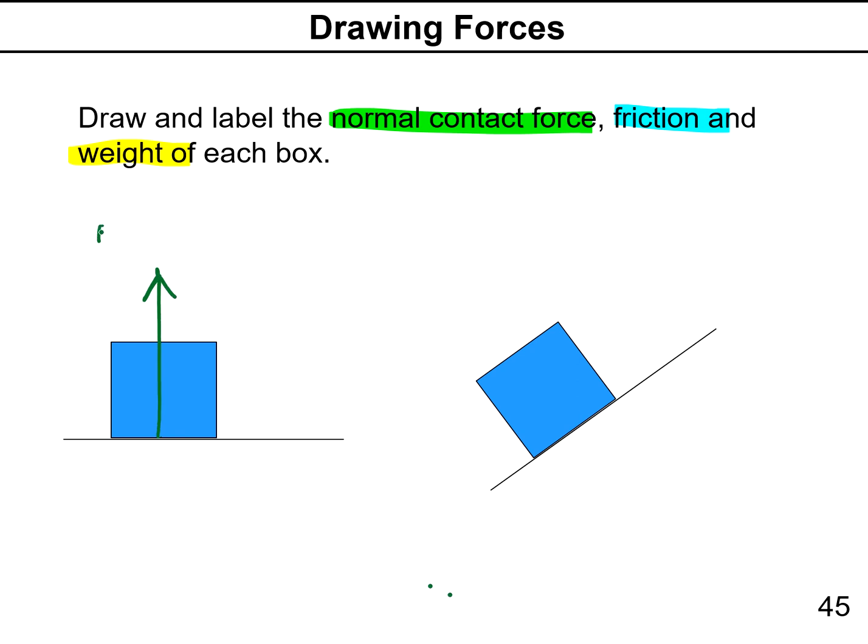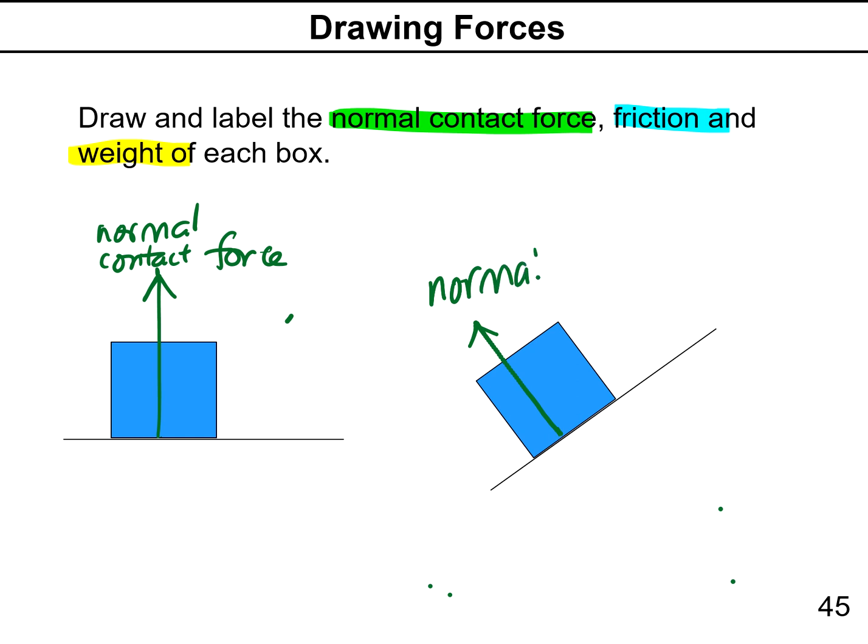So this is the normal contact force. What about this one? Well, even if it's on a slope, it will still be from the contact surface towards the object. So I have to draw it in. Okay, so this is my normal contact force.